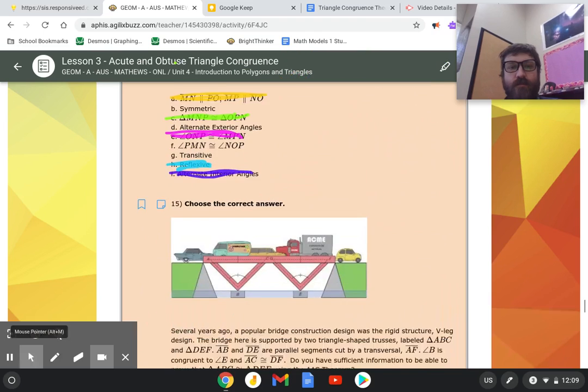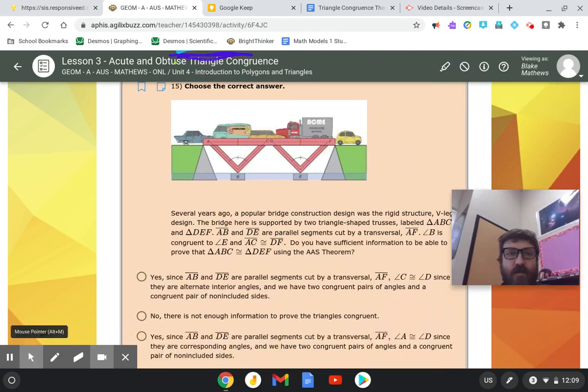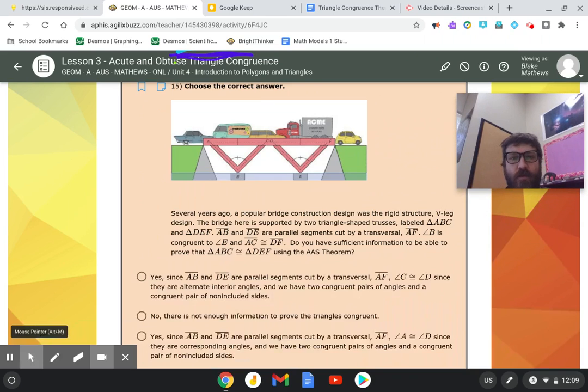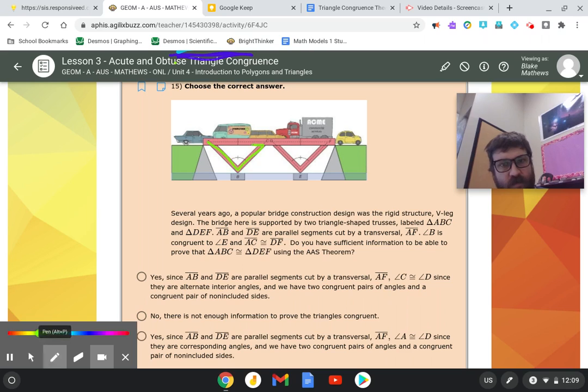Let's scroll down here and look at number 15. Several years ago, a popular bridge construction design was a rigid structure, V-leg design. The bridge here is supported by two triangle-shaped trusses, and you can see those are two triangles right there. We have triangle ABC and triangle DEF, and they are parallel segments cut by transversal AF.